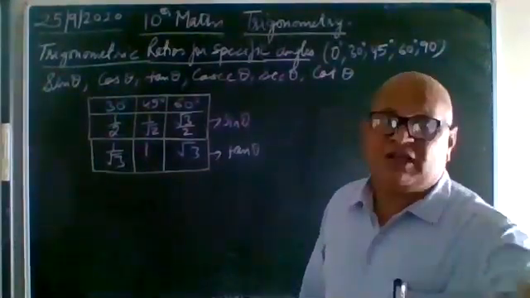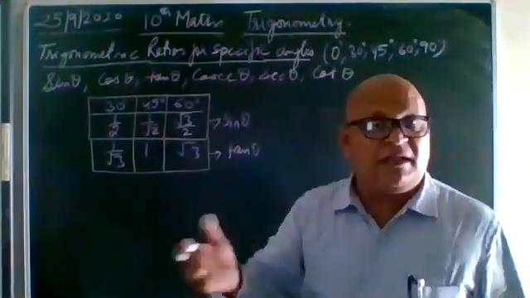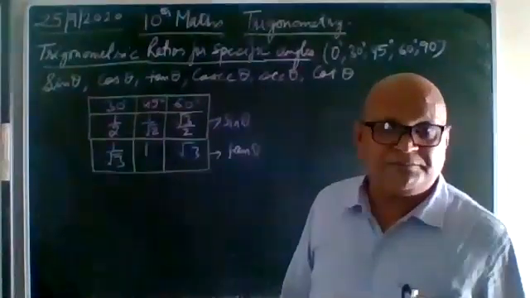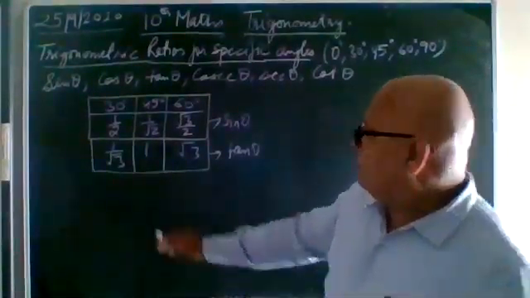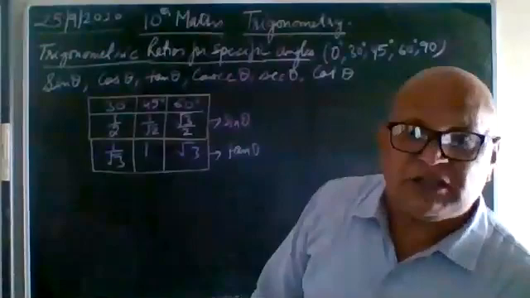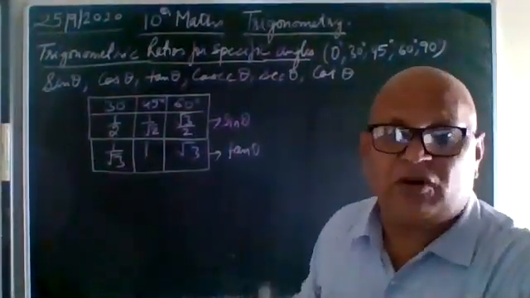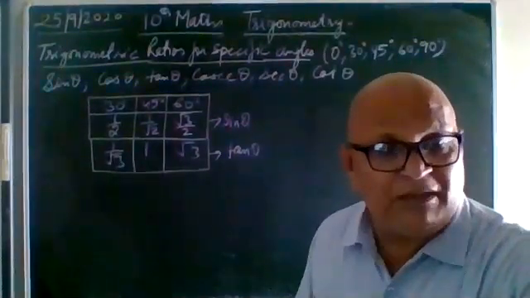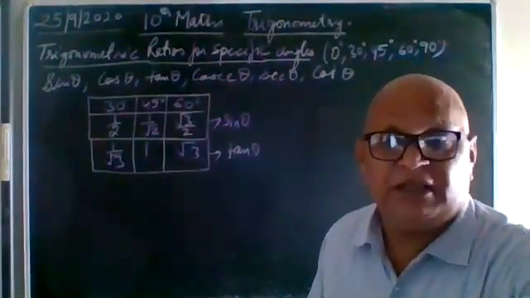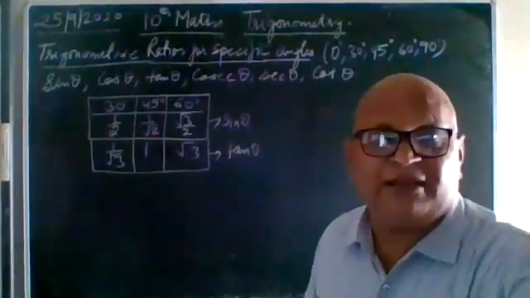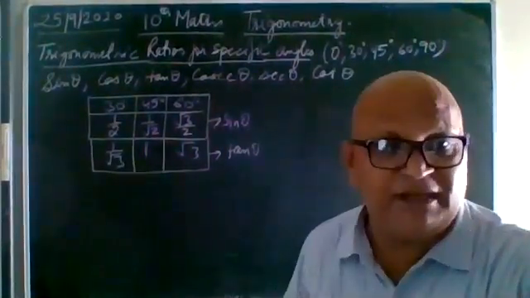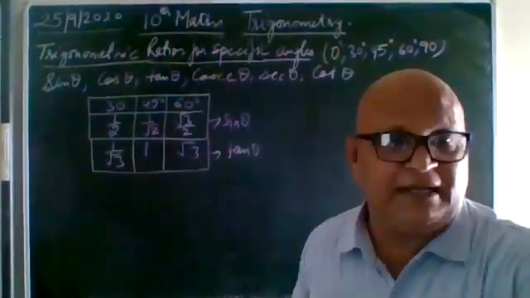If I say cot 30, the reciprocal of tan, cot 30 will be root 3. Cot 60, since tan 60 is root 3, cot 60 will be 1 by root 3. This is how you can find the values of 30, 45 degree, 0 degree and 90 degree.